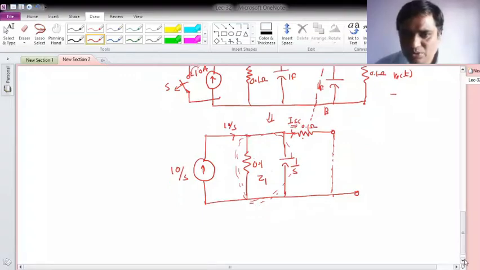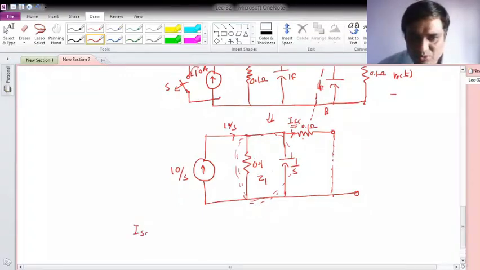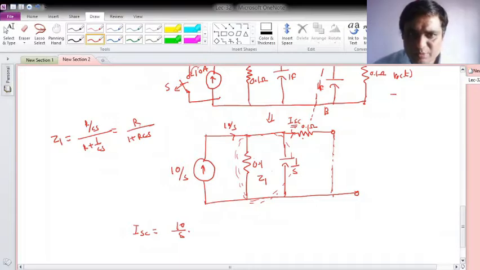Okay, so to find this short circuit current, how can we do it? That is your total current, which is 10 by S into this Z1. So let me first calculate Z1. Z1 is 0.1 in parallel with 1 by S. In short, R is parallel with 1 by CS. So R over CS upon R plus 1 by CS, which will be R divided by 1 plus RCS. Okay. So R is 0.1, C is 1, and this will be Z1.